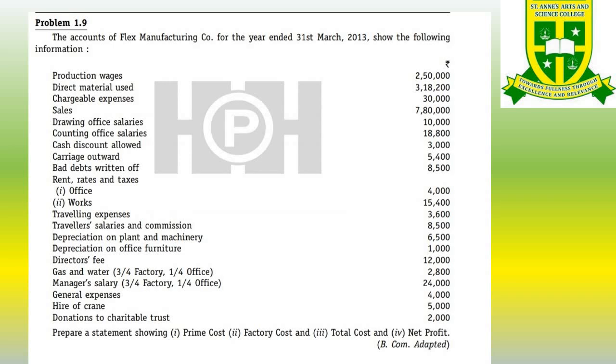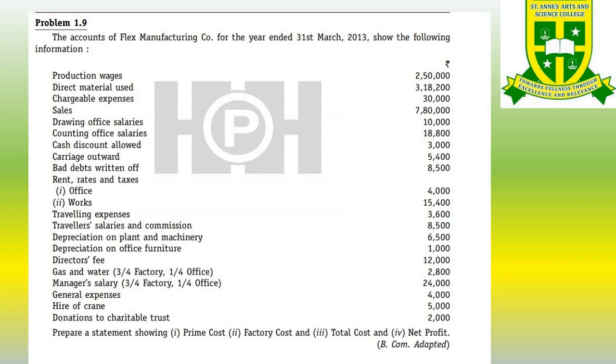And the cash discount allowed. As I have told already, a cash discount cannot be treated as an expense, because it is a loss we cannot predict. So cash discount has to be eliminated. Then carriage outward.